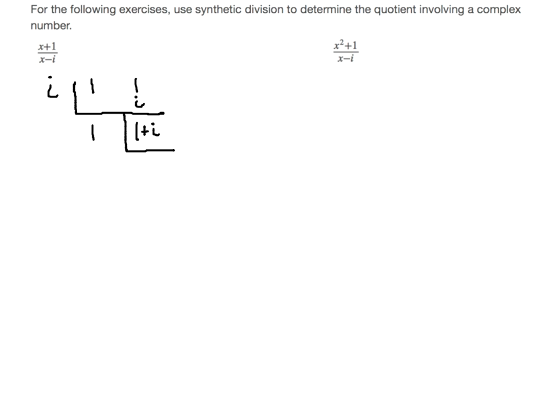So what I have happening here is my x plus 1 being equal to my divisor, x minus i, times 1, plus my remainder of i plus 1. I'm sorry, 1 plus i.